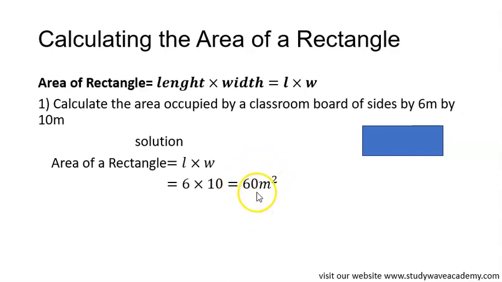So we have 60 meters square. How did we have a square in meters? It's because meter times meter is going to give you meter square. So we have 60 meters square. Okay?